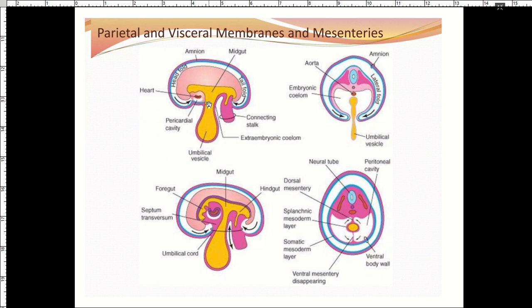Right, so we can see that this right here is going to be your yolk sac, and this is going to be your midgut. In yellow, that's your endoderm, and your endoderm is going to be divided into three: a foregut, midgut, and hindgut, right? Very important.